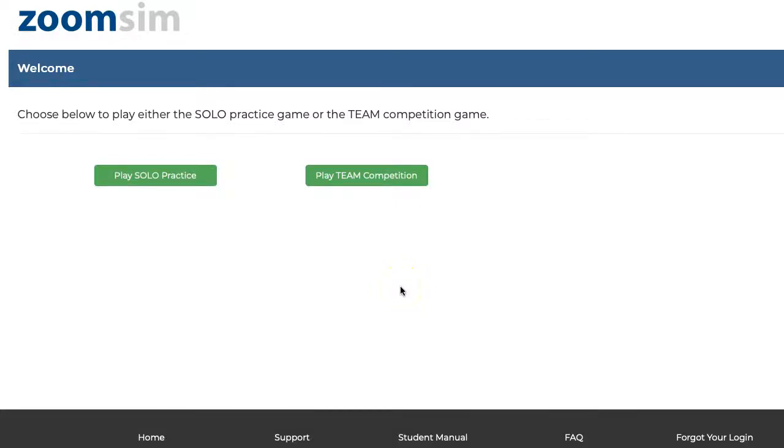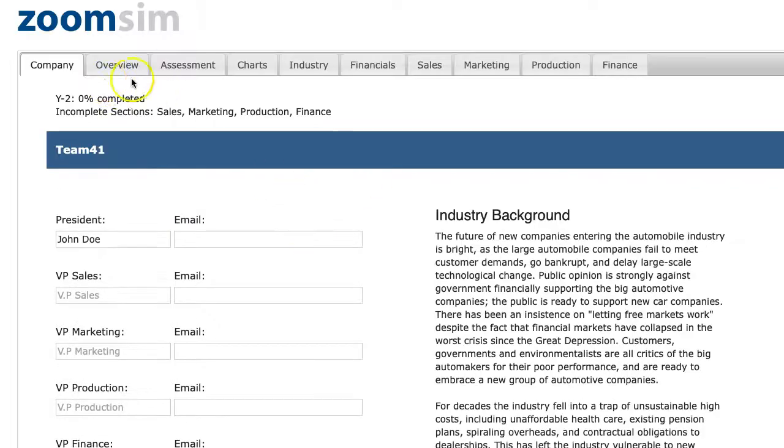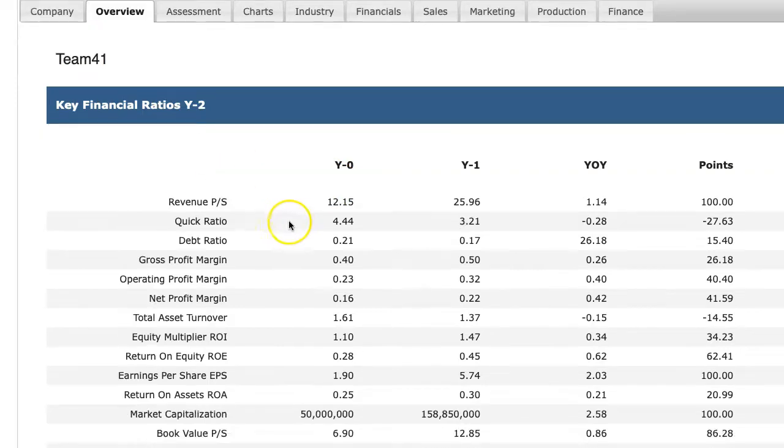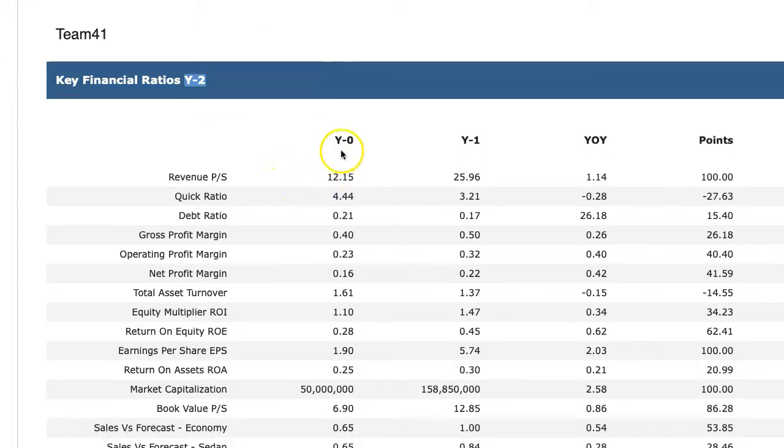So you've completed round one of the simulation, and if you go into your team competition, you'll get the results for your round one. You'll see that under your team, you're now in Y-2, which is what I call round two or year two, and you see that you have basically the original score. Year zero is baseline information from the previous management team that was fired.